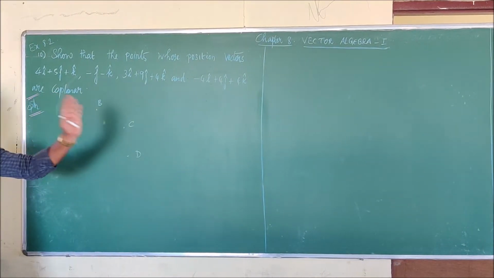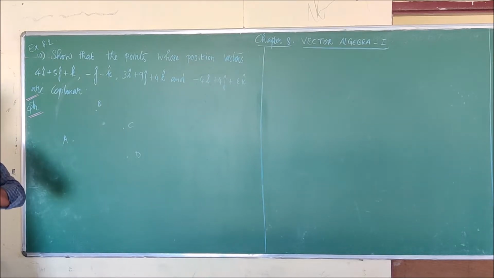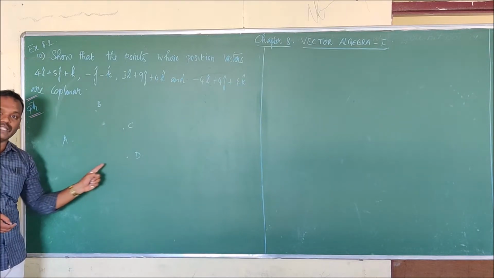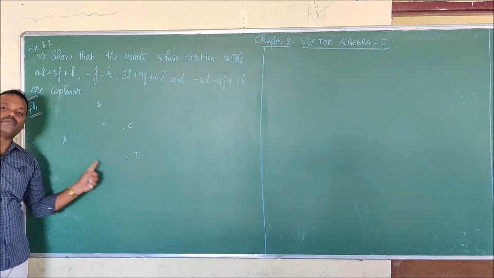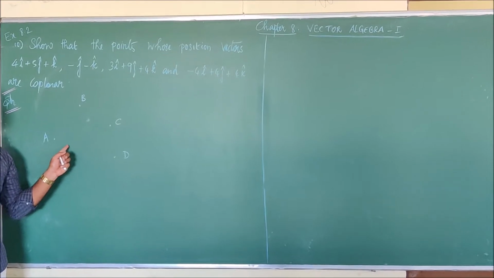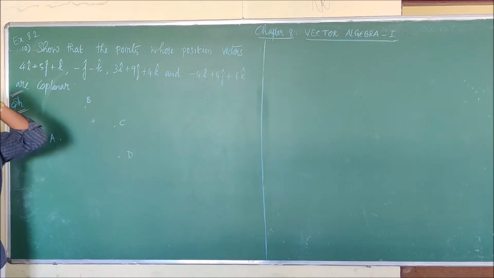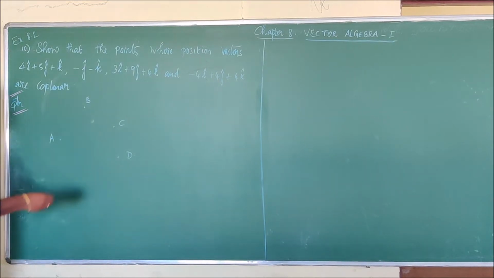There you are having only 3 vectors. Here you are having the position vectors of 4 points. So if you are having the 4 points, it means you have to show that these 4 points are coplanar. The procedure, in order to show these 4 points are coplanar, is that you have to create 3 vectors from these 4 points. Okay, so any 3 vectors formed by these 4 points.